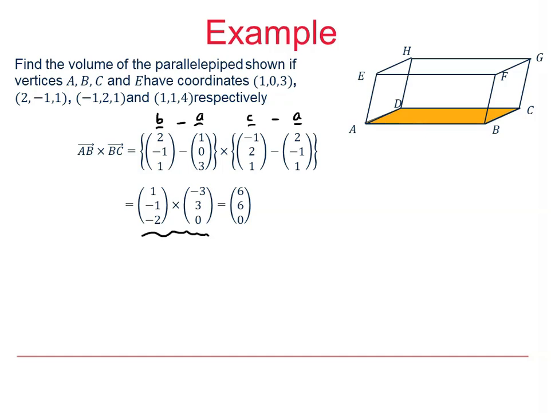What I'd like you now to do is to calculate AE and to form the dot product of AE with this answer here. So to find AE dotted with 6, 6, 0. And the size of that will be equal to the volume of the parallelepiped. So pause the video again and complete the exercise.